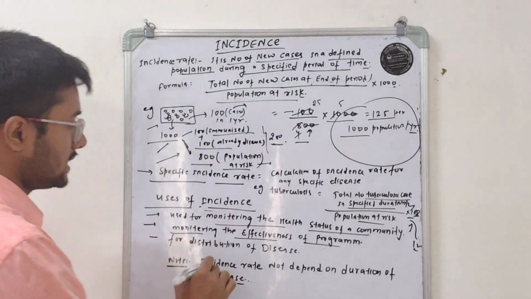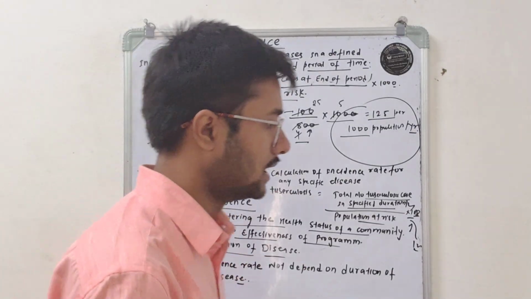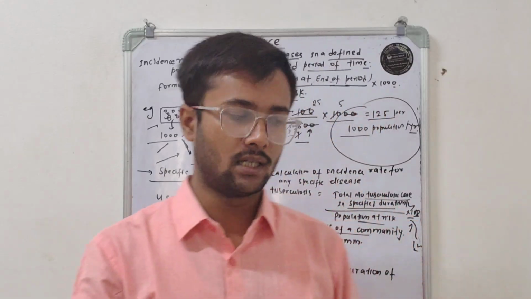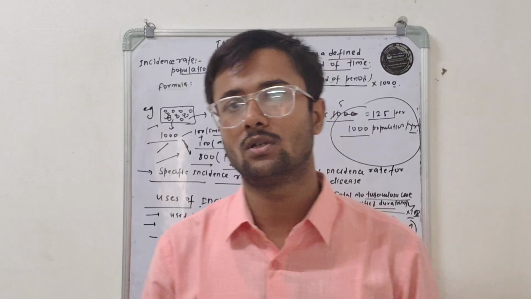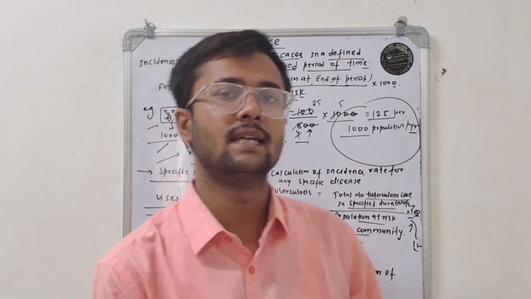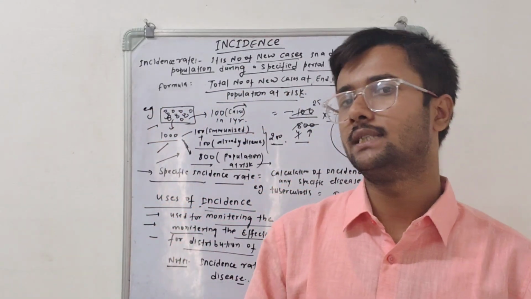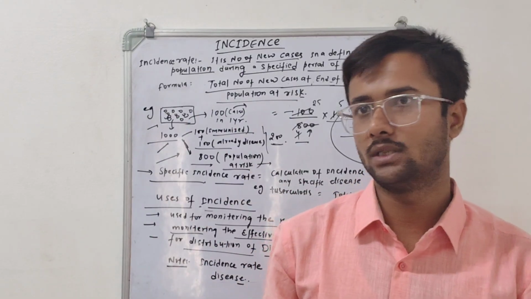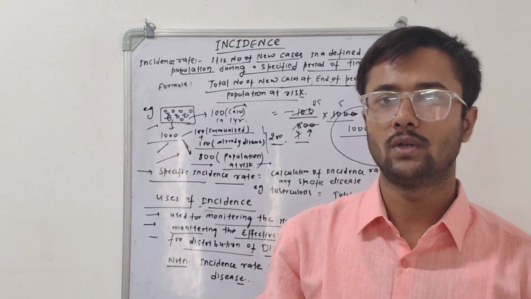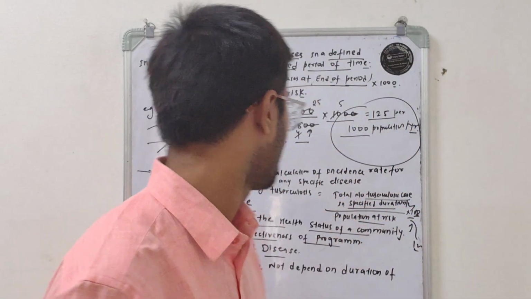Another use is for the distribution of disease. With the help of incidence rate, we can also find out the distribution of disease, that is, which area has a higher incidence rate. That means this area has a greater distribution of disease.